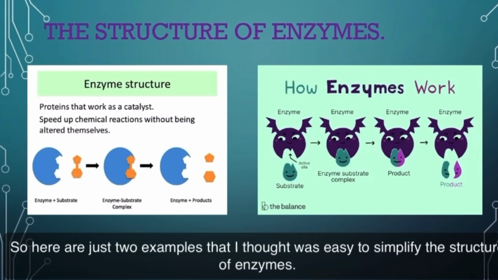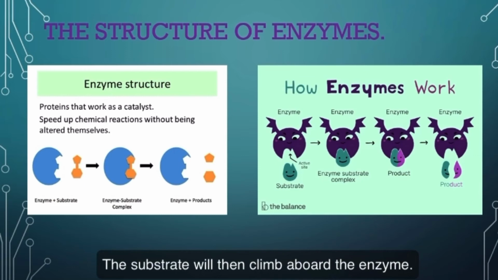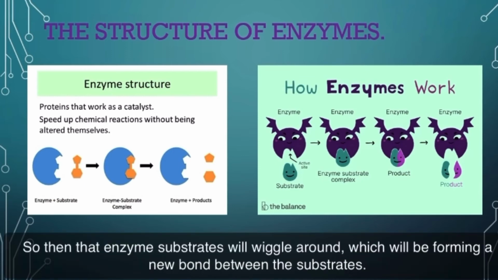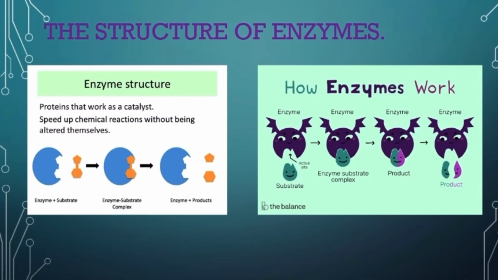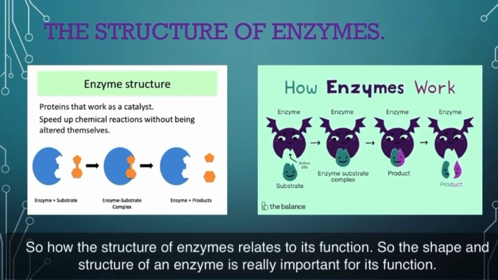So here are just 2 examples that I thought were easy to simplify the structure of enzymes. If we're referring to the right hand side, the enzyme will meet the substrate, which will then climb aboard the enzyme. Then the enzyme and substrates will wiggle around, forming a new bond between the substrates. Once that new bond has been formed, the enzyme will release the product of the reaction, which as you can see has been shown in both diagrams.